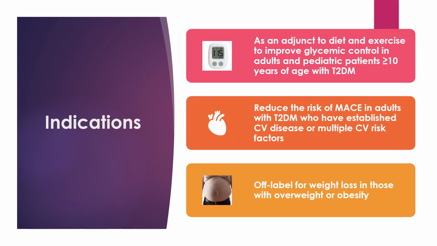Indications of dulaglutide. Dulaglutide is indicated as once-weekly subcutaneous injection adjunct to diet and exercise to improve glycemic control in adults and pediatric patients equal or more than 10 years of age with type 2 diabetes. Also, it is indicated to reduce the risk of major adverse cardiovascular events in adults with type 2 diabetes and established cardiovascular disease or multiple cardiovascular risk factors. Although dulaglutide is indicated for type 2 diabetes, it is prescribed off-label for weight loss in those with overweight or obesity.